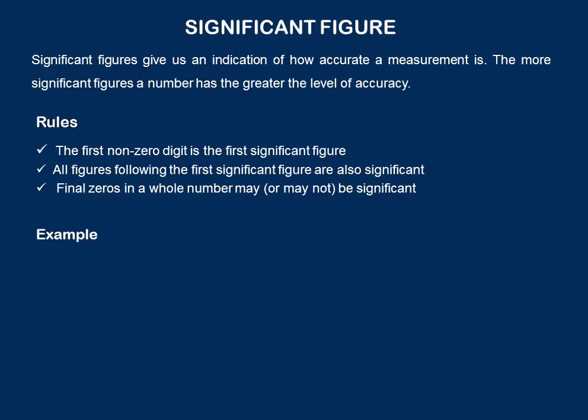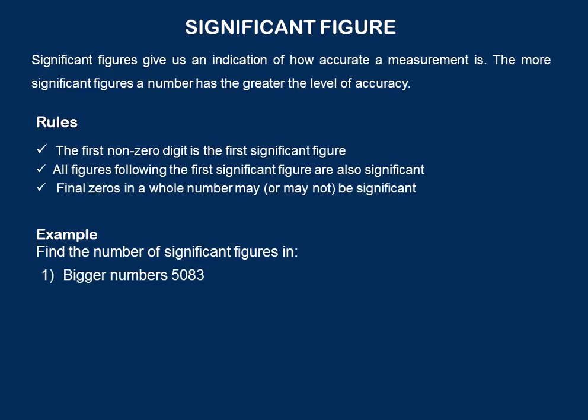Now let's jump to our example. In this example we need to find the significant figures. The number is bigger, which is 5083. Looking into that, you're going to find that there is 5, the first one, which is non-zero. So from here starts our first significant figure. So it's going to be 5, 0, 8 and 3. The rest are following, and the 5 is a significant figure as well. Therefore we basically have 4 significant figures.